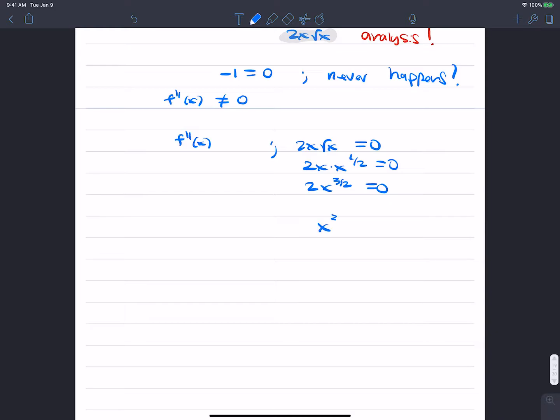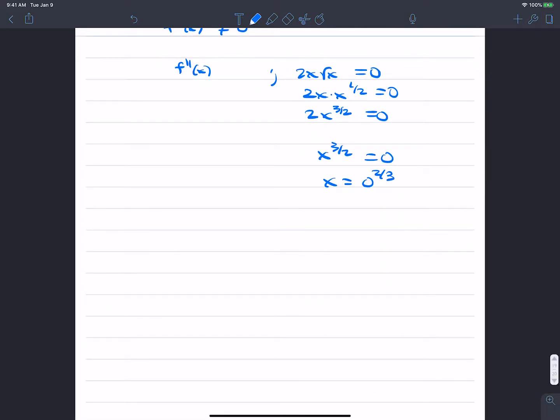Which means x to the 3/2 is actually 0. Or x is 0 to the 2/3. You're solving this for x. And that means simply that x is 0. So this is useful information.